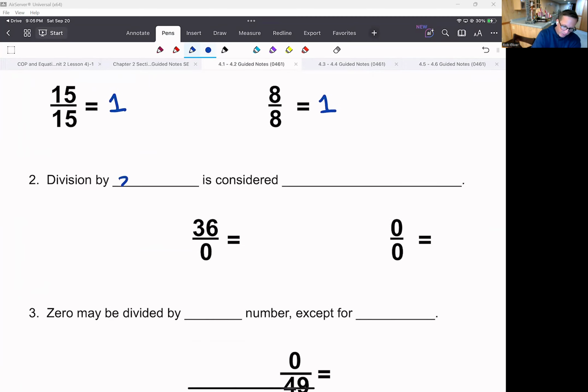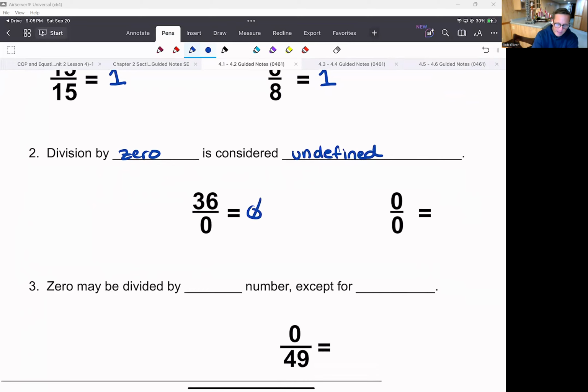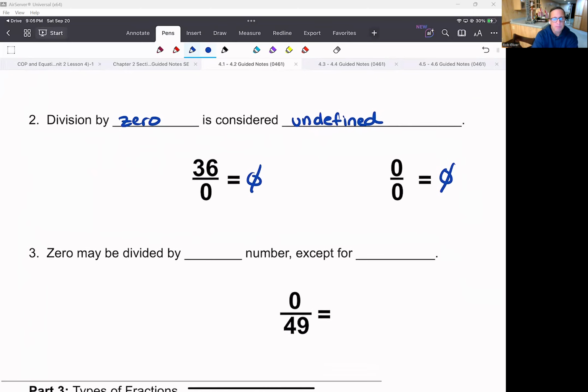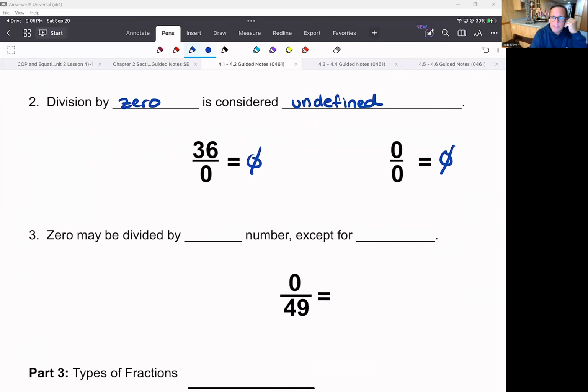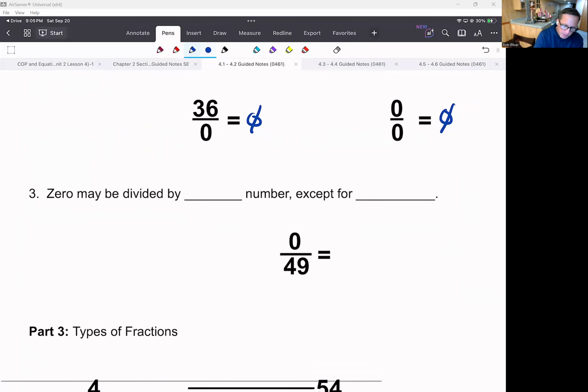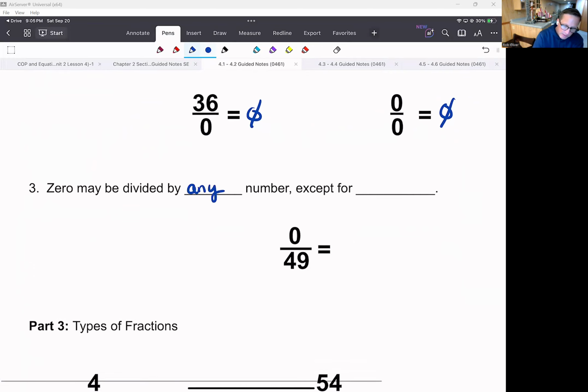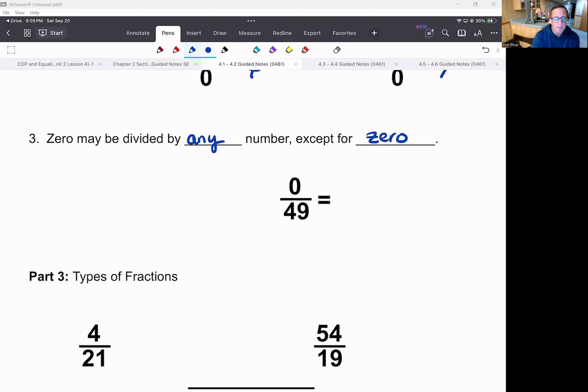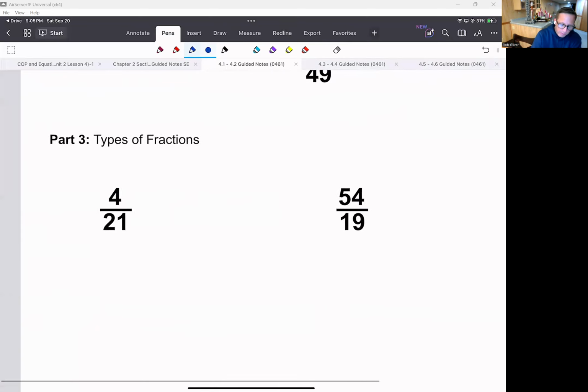All right. Division by 0 is not allowed. That's considered undefined. You cannot do that. All right. So 36 divided by 0 is not 0. It's not any answer. There is no solution to it. All right. Even 0 divided by 0 is nothing. If you try putting that in your calculator, you're going to get an error message. However, if you switch it around a little bit, 0 may be divided by any number except for itself. You cannot divide by 0, but 0 divided by anything, as long as it's not being divided by 0, is 0.